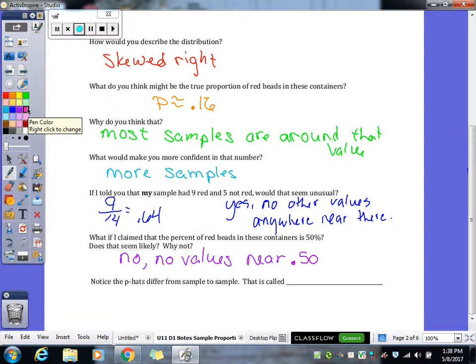So then notice the p-hats differ from sample to sample. Again, this is called sampling variability. Sometimes they refer to that as sampling error, but it's not really meaning that you made a mistake. It's just because each little container of samples that you guys had a different number of beads in it. So there's variability to our data because of that.